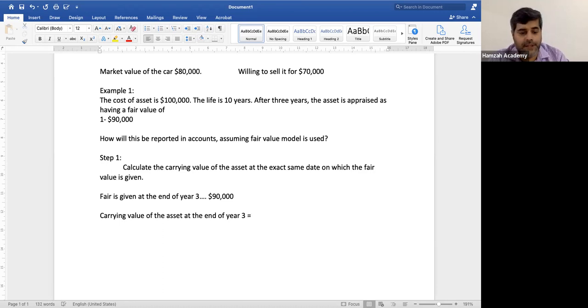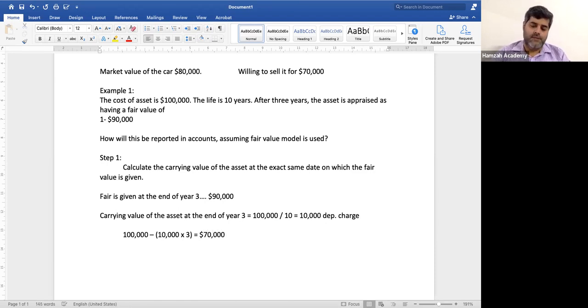This is something we have to calculate, and that is going to be 100,000, the cost, divided by 10 years useful life. We get 10,000 depreciation charge for 1 year. Now 100,000 minus 10,000 for 1 year into 3 years accumulated depreciation, we get 70,000. Done. We get the carrying value of the asset as 70,000.